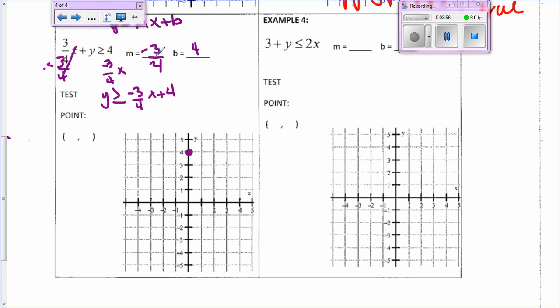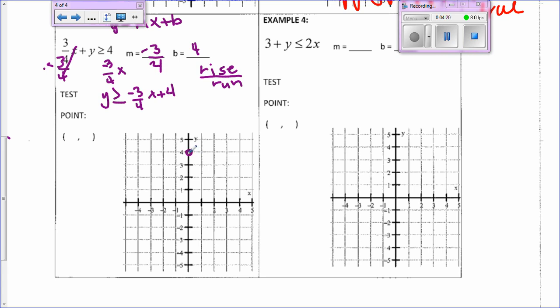Then we're going to put another point on the graph, but we need to do that using the slope. Now, there's a negative sign in front of this. Normally, your slope is rise over run, okay? Because this is a negative, we're not going to rise 3, but we are going to go down 3, and we're going to go over 4.